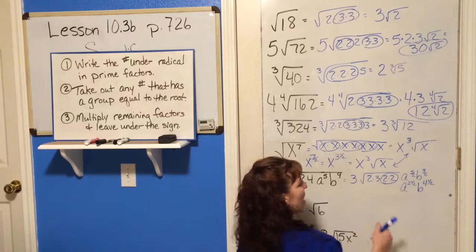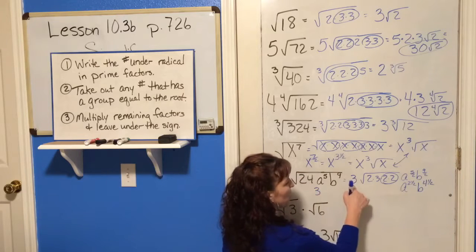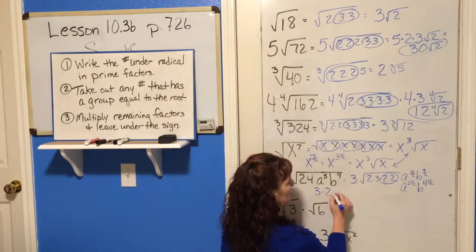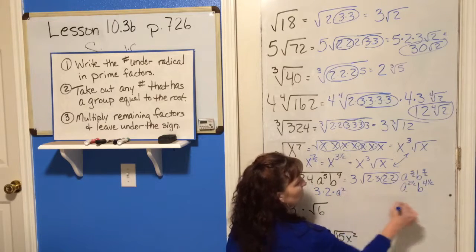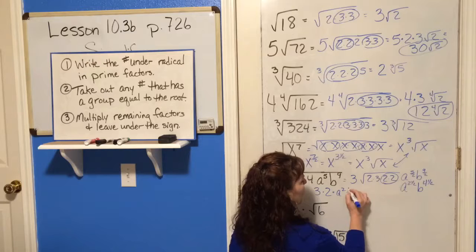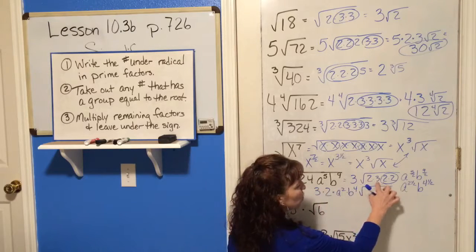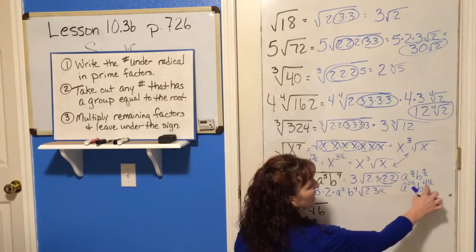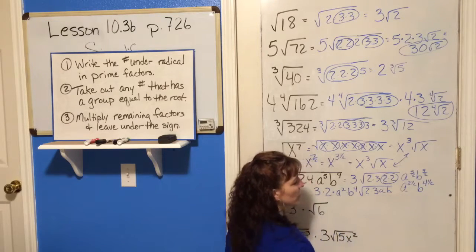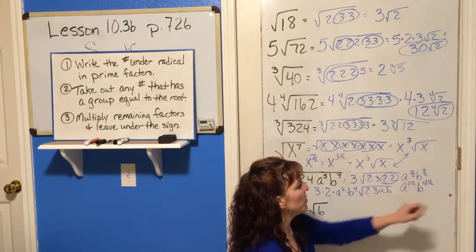So now what we have is the 3. Let me move it over here. We have the 3 that we already had, times this 2, times a squared, times b to the 4th. And what's left under the box is 2 times 3 times another a and 1 b left over. So what's left under is the fractions. We've got one of them here and one of them there.